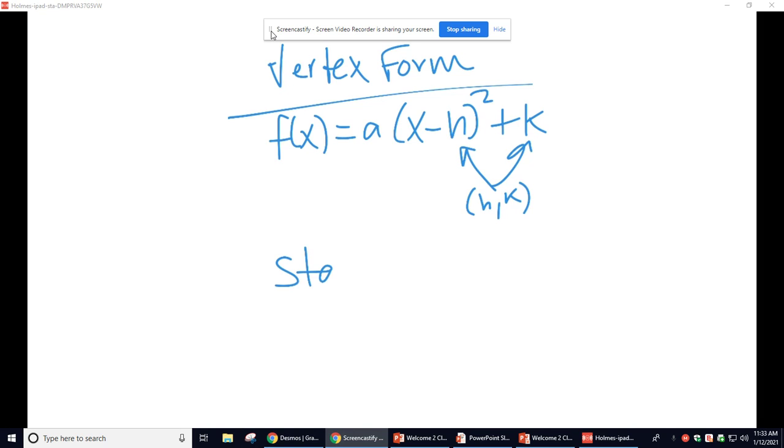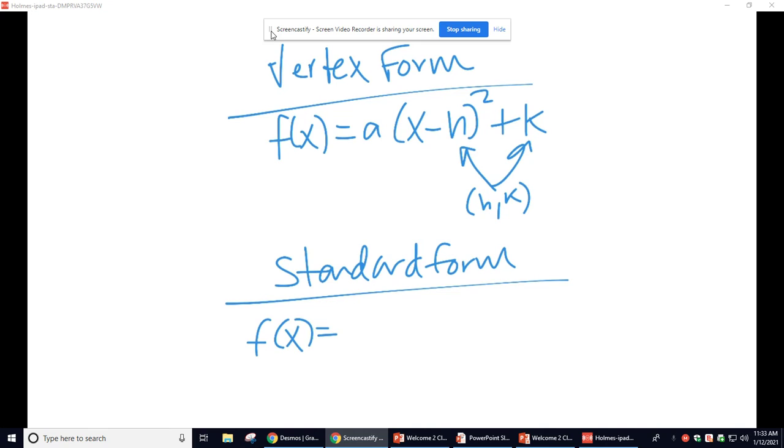Standard form has ax squared plus bx plus c. The c value is going to be the y-intercept. So whatever you have there for c, it's where it's going to cross the y-axis. Okay, and then of course they both tell you whether the parabola is wide, narrow, if it's pointing up or if it's pointing down. The a value is the same for both, so they both tell you that information.